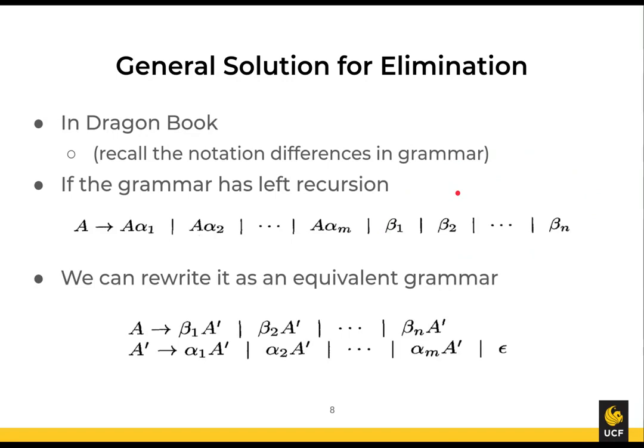The way that gets rewritten is just like I said, we take the base case and put our new A prime step after it. And A prime is turned into a right recursive production by taking the suffix, the original suffix from the left recursive part, and adding the right recursive A prime after it. Otherwise, empty string. So it's just a pattern you can apply.